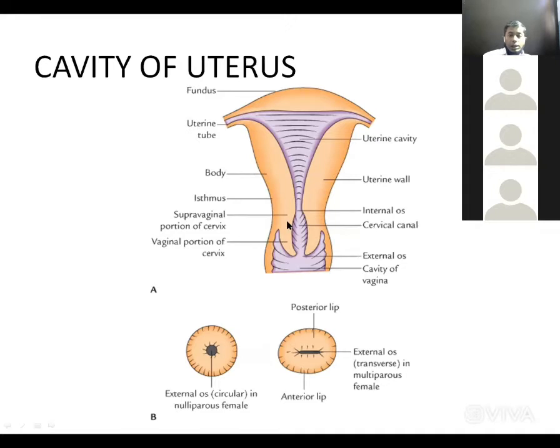Now coming to the cavity. Now we are taking a section of this uterus. The cavity of the uterus is triangular in shape. And if we take a cut section, a transverse section, it seems to be circular.